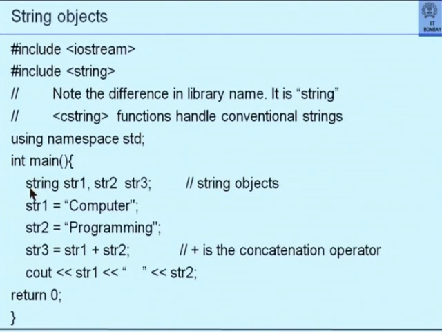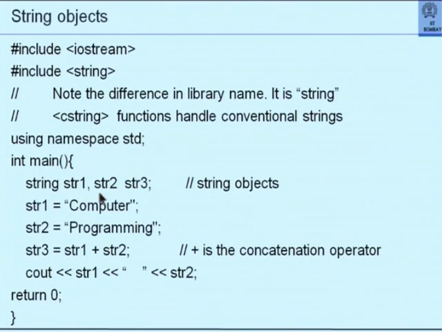I am now defining, string is a class. So I can define objects of the string class. The string class is actually normal strings that you deal with, but you don't have to worry about backslash zero, nothing like that. In fact, you don't even know how these strings are internally represented. You don't even know. That is a private data member of that string.